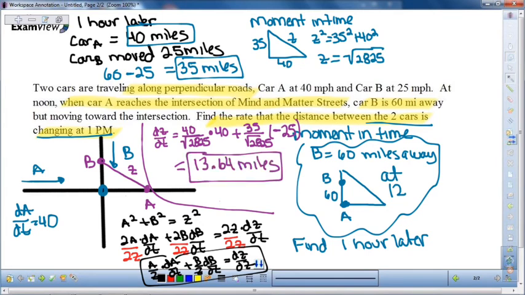So if I calculate that, I'm going 13.64 miles per, I forgot my per hour. So let's write that miles per hour.